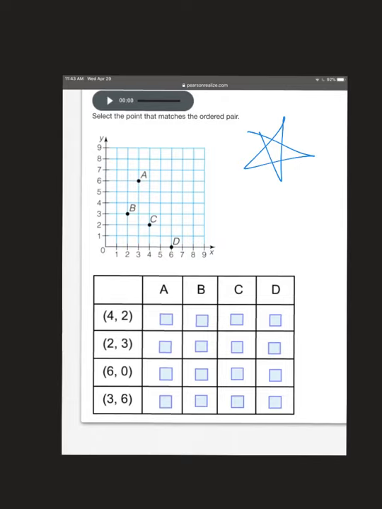So let's just do A. I'll do A for you. It'd be 1, 2, 3. And then it would be 1, 2, 3, 4, 5, 6. So A would equal 3, 6. So then I'm going to go ahead and click on this one as A. Okay, so A is done, then do B, then do C, then do D.